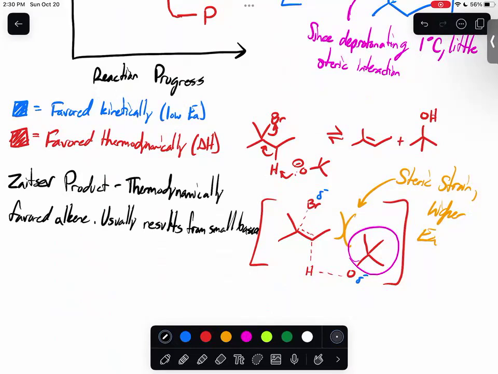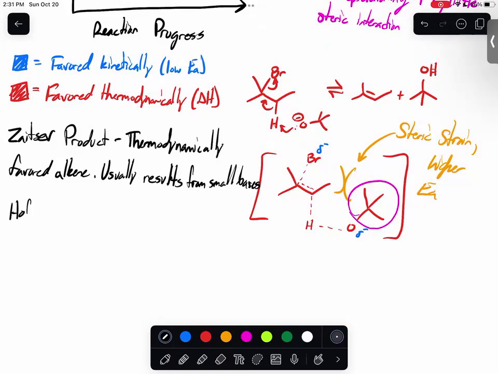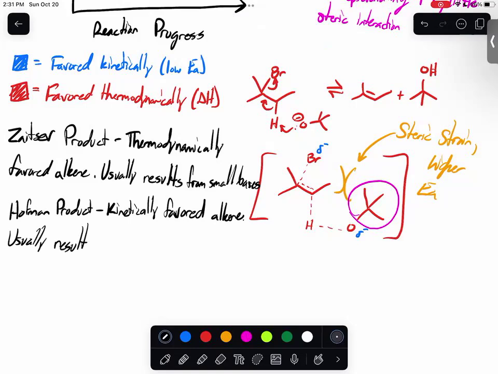Now take that and look at the opposite of it. And this is where we get the Hofmann product, which is the kinetically favored product. Right? So it is the kinetically favored alkene, and it usually results from bulky bases.